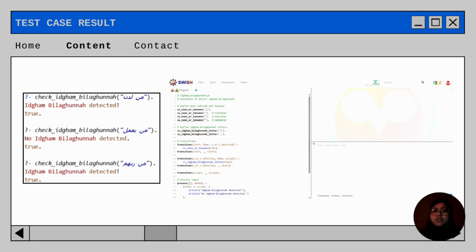So this approach not only helps in understanding tajwid rules more clearly, but also shows how computer science can contribute to preserving the teaching of Quranic recitation. So our result confirms that the automata and the Prolog program for idgham bilaghunnah work correctly, and this method can be extended to other tajwid rules as well. So I will pass to the next presenter. So thank you.